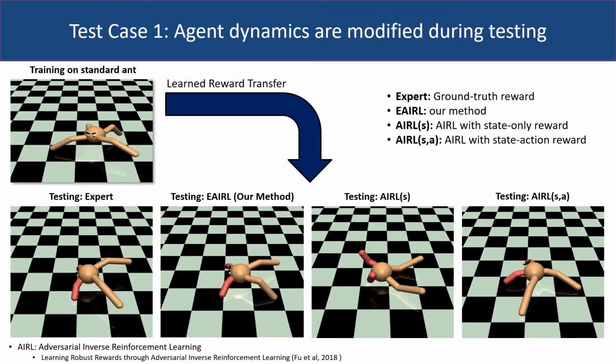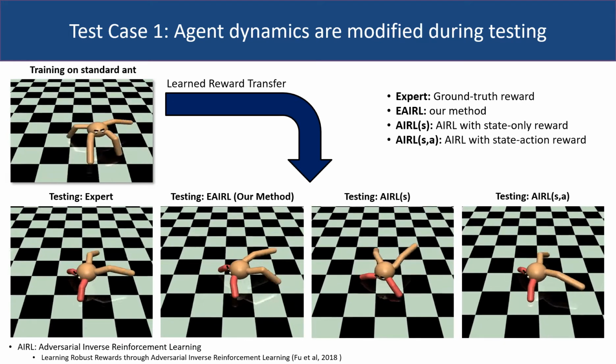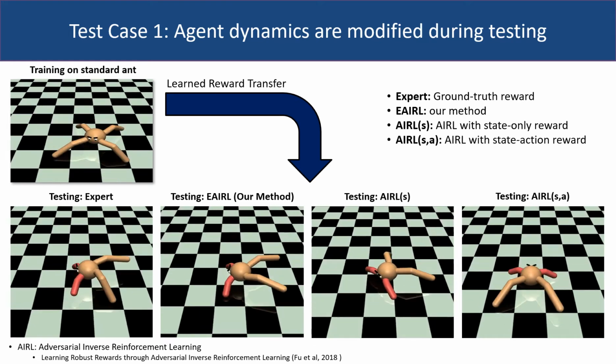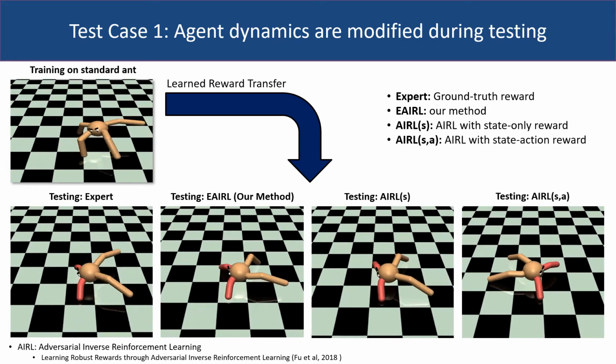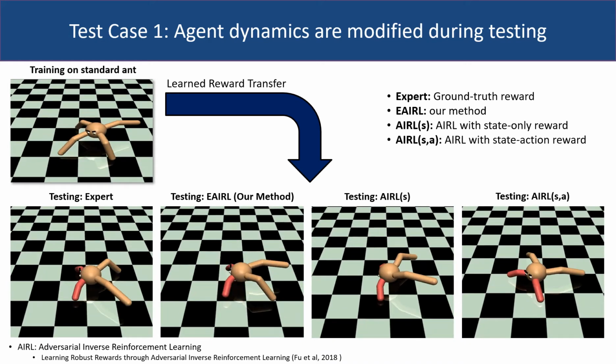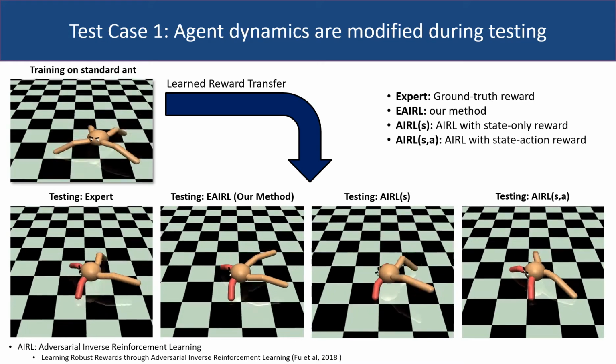Also, note that EAIRL with state-only reward fails because it is not able to recover the action-dependent terms of the underlying reward function that penalizes high torques. Therefore, the agent shows aggressive behavior and flips over.